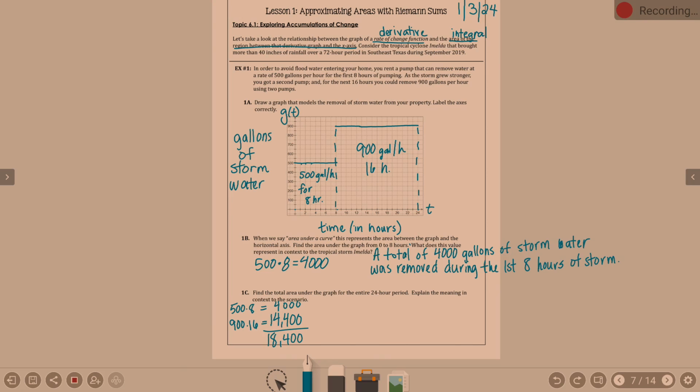That math was a little easier, right? 18,400? Okay. Explain the meaning in context of the scenario. 18,400 gallons was pumped after 24 hours. Okay. And I wouldn't, well, I guess total at the end of 24 hours, but during that 24 hours, right? So mine reads, in 24 hours of pumping stormwater during Imelda, a total of 18,400 gallons of water was removed from the property by the pumps.